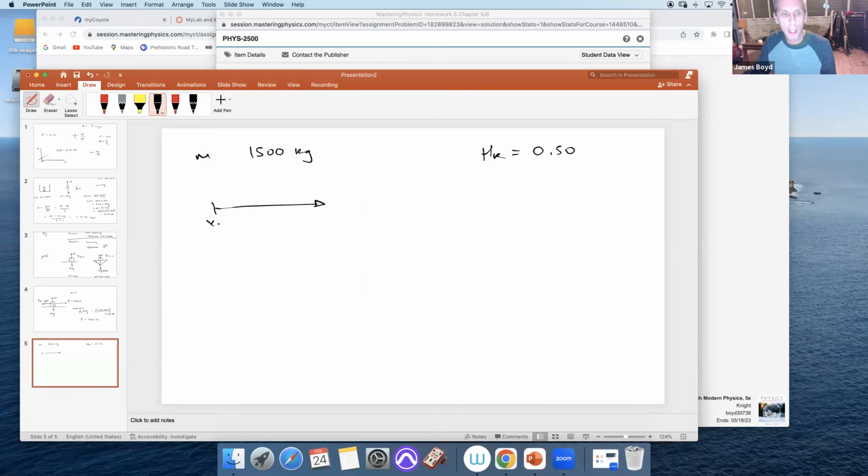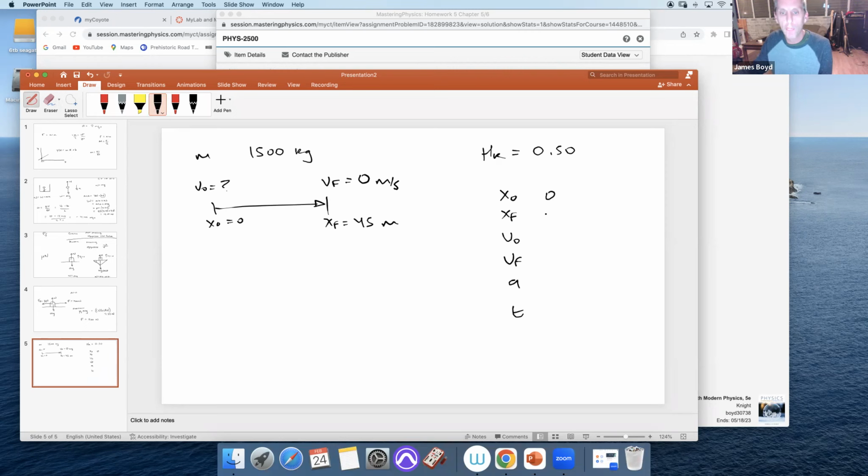Okay, so X initial was 0, X final was 45 meters. We need to know V initial. What is V final? 0. It skids to a halt. The last thing we need, if we look at these, is we either need time or we need acceleration. Well, we can get the acceleration by doing a free body diagram, and that's why we do it.